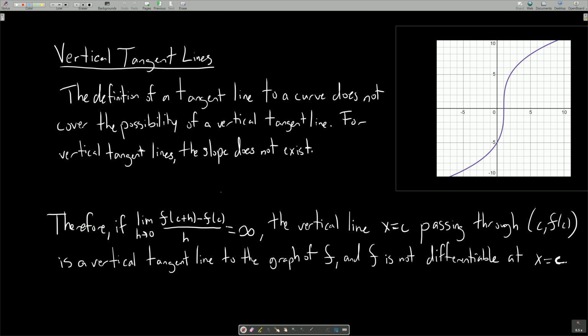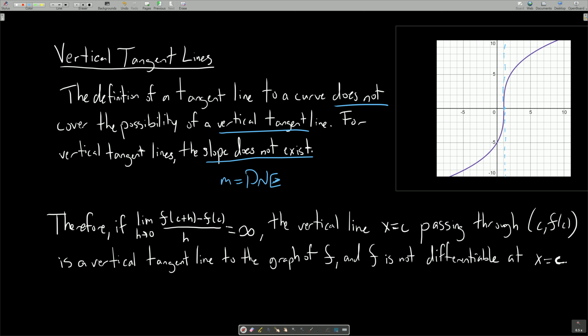And one last thing, vertical tangent lines. What that means is when you have a tangent line to the graph, and it's completely vertical. Like at x equals 1, this graph has a vertical tangent line. The definition of a tangent line to a curve does not cover the possibility of a vertical tangent line. For vertical tangent lines, the slope does not exist.